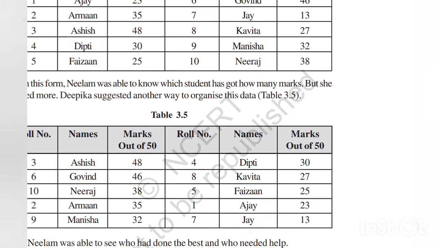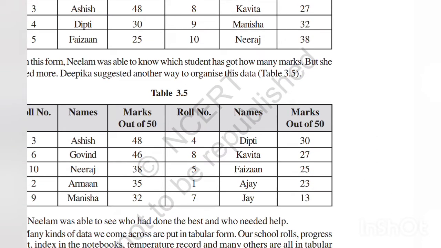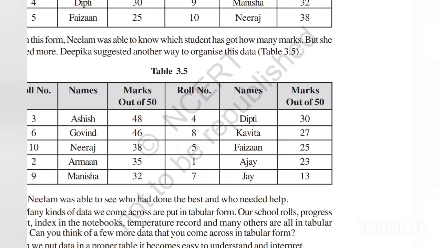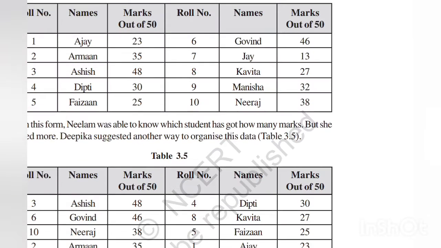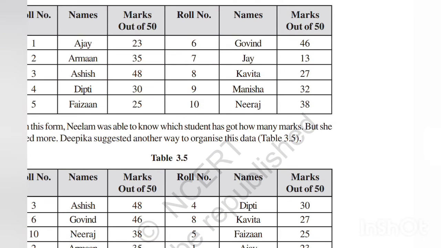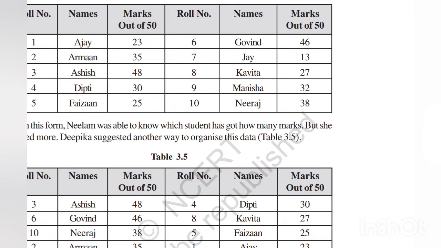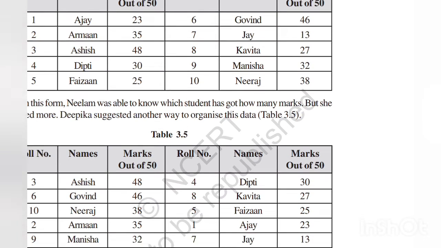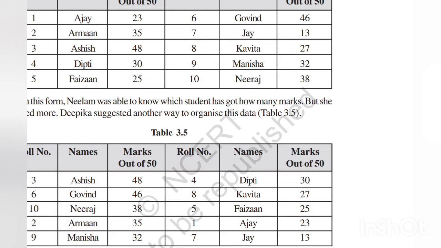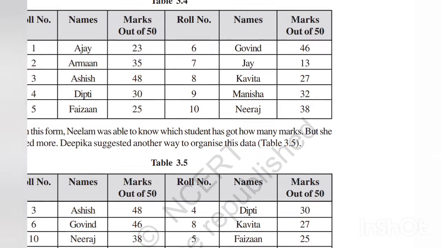Now if we want to organize this data on the basis of the marks which they have got out of 50, we can arrange them in this way. See, here Ajay got 23, Arman 35, Ashish 48, Deepti 30, Faizan 25, Govind 46, Jay 13, Kavita 27, Manisha 32 and Neeraj 38. You can see them.